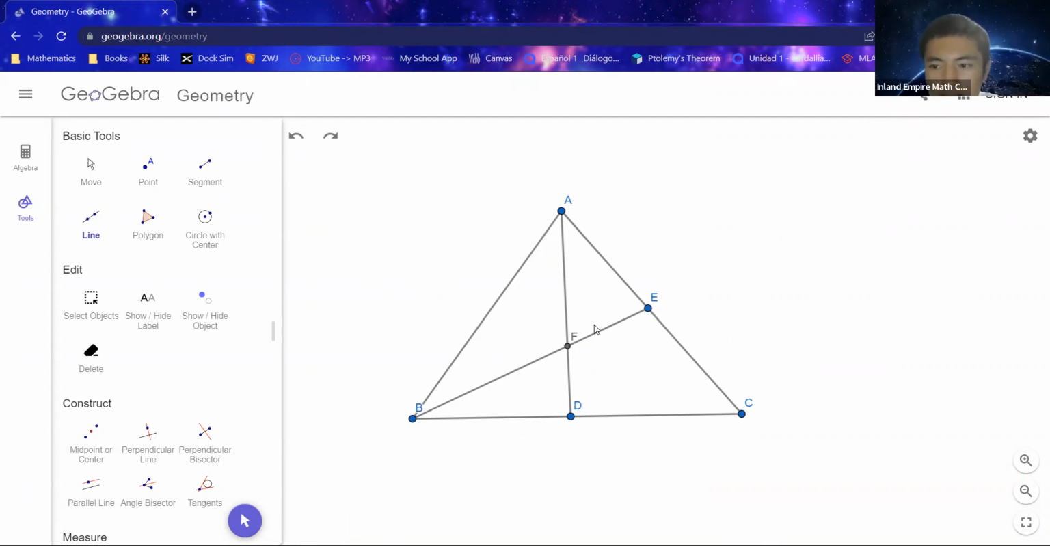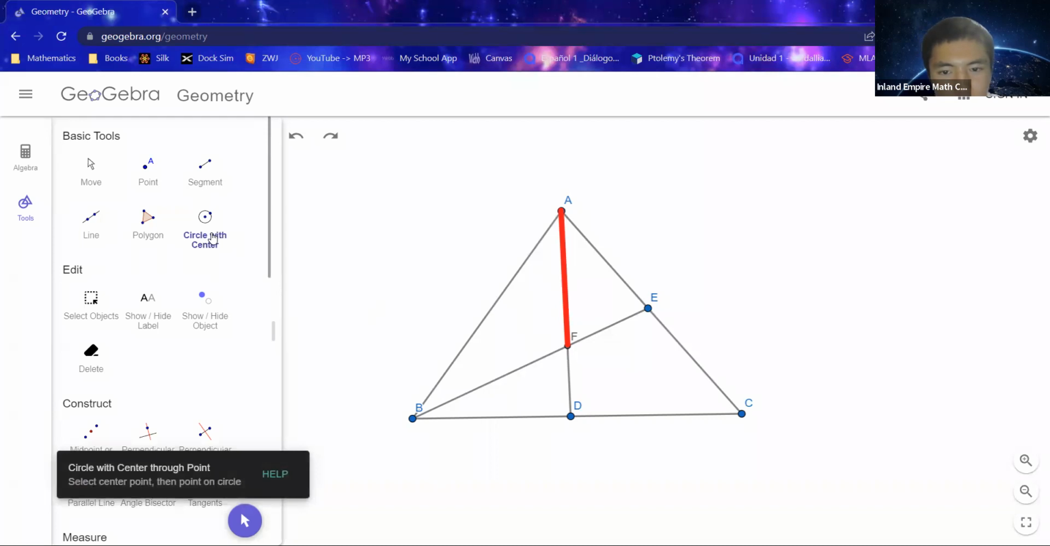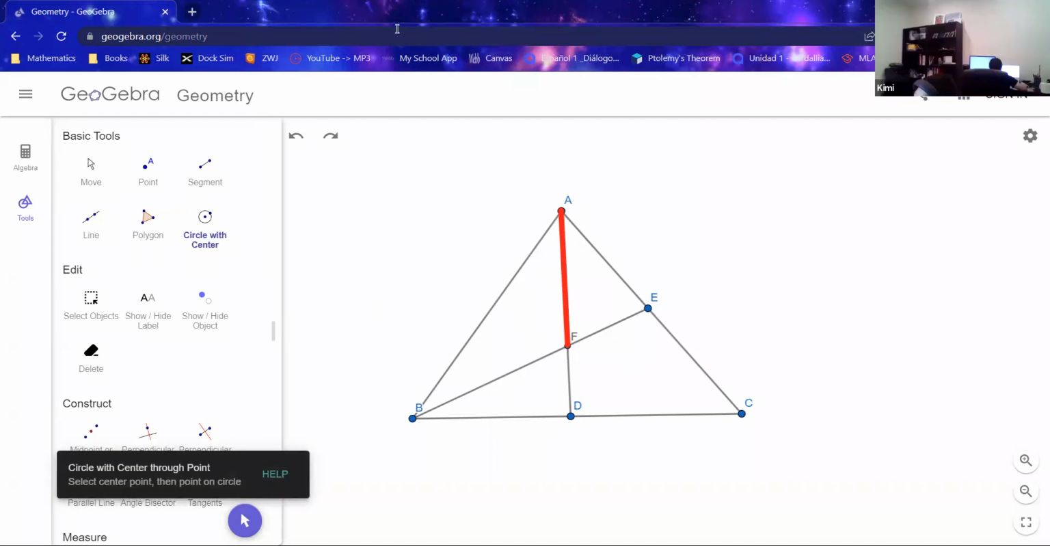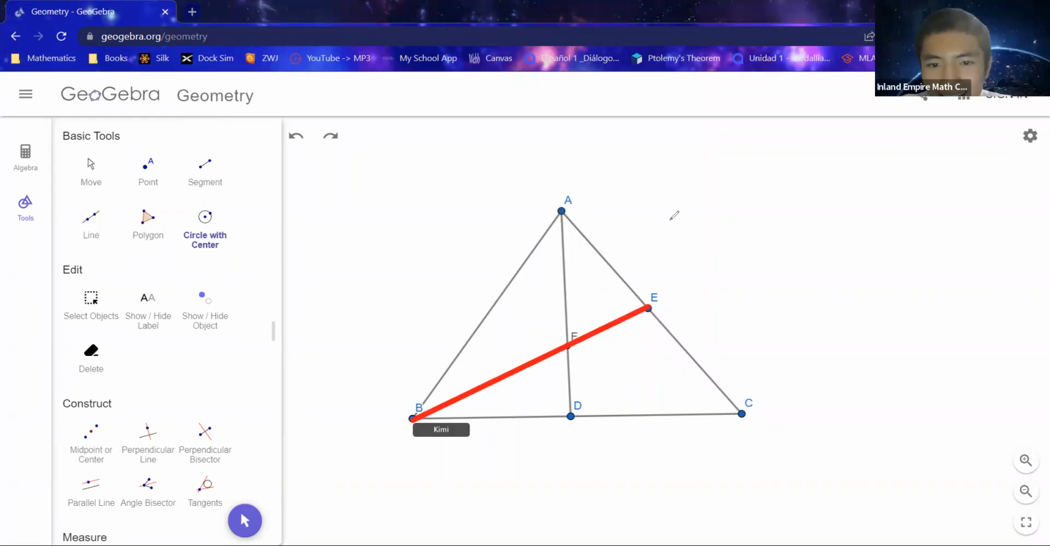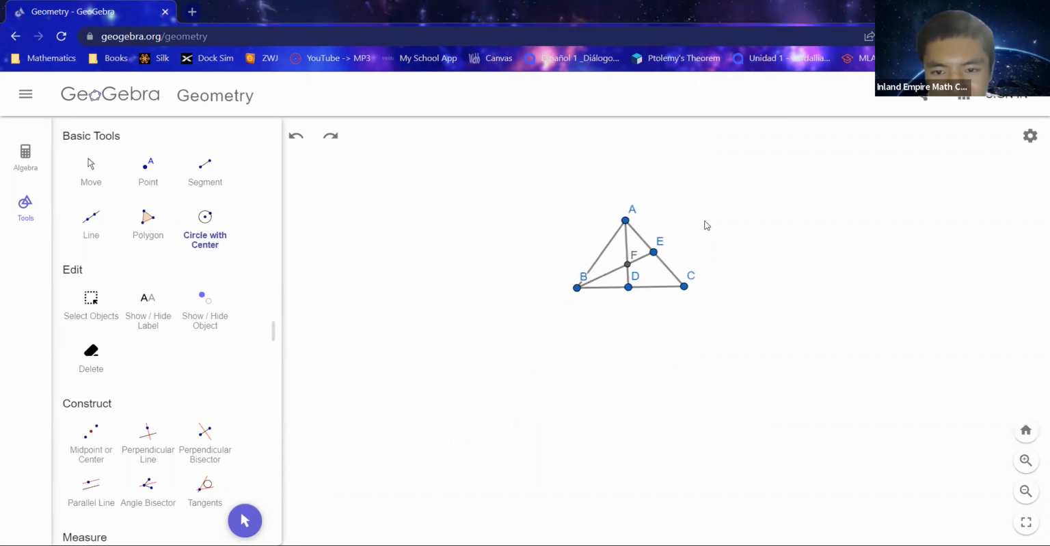No, this is the center in which you would draw an incenter. Wait, actually, it's not a center. Okay. Since everyone is kind of confused about why we're doing this, let me just show you guys real quick.